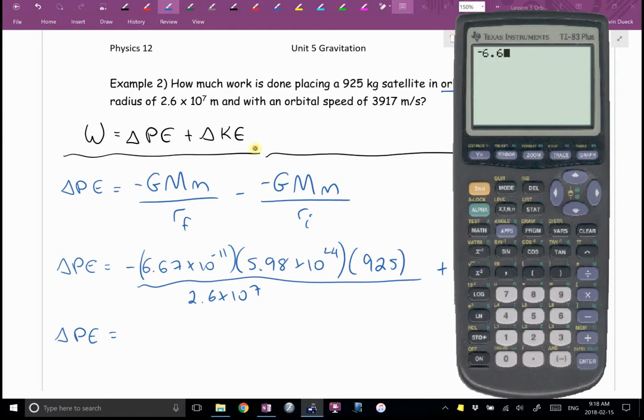Negative 6.67 in scientific notation. By the way, ready for a clever trick? Look up. If you can go back several lines on your calculator, you may notice you have a line that has the 6.67 times 10 to the negative 11 and the 5.98 times 10 to the 24th, and you can just start typing after that and save yourself a little bit of effort. 925 divided by 2.6 times 10 to the 7th, and delete any extra characters.